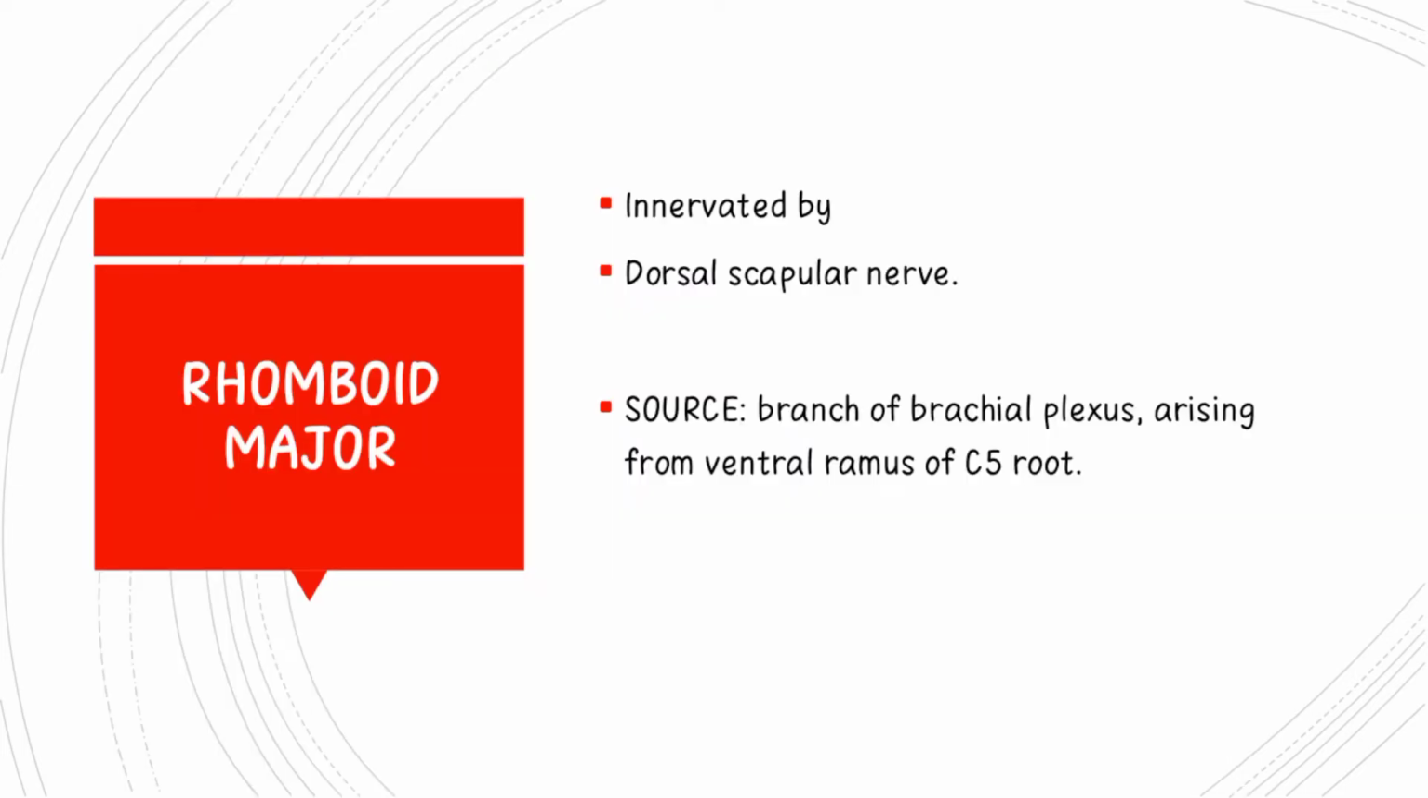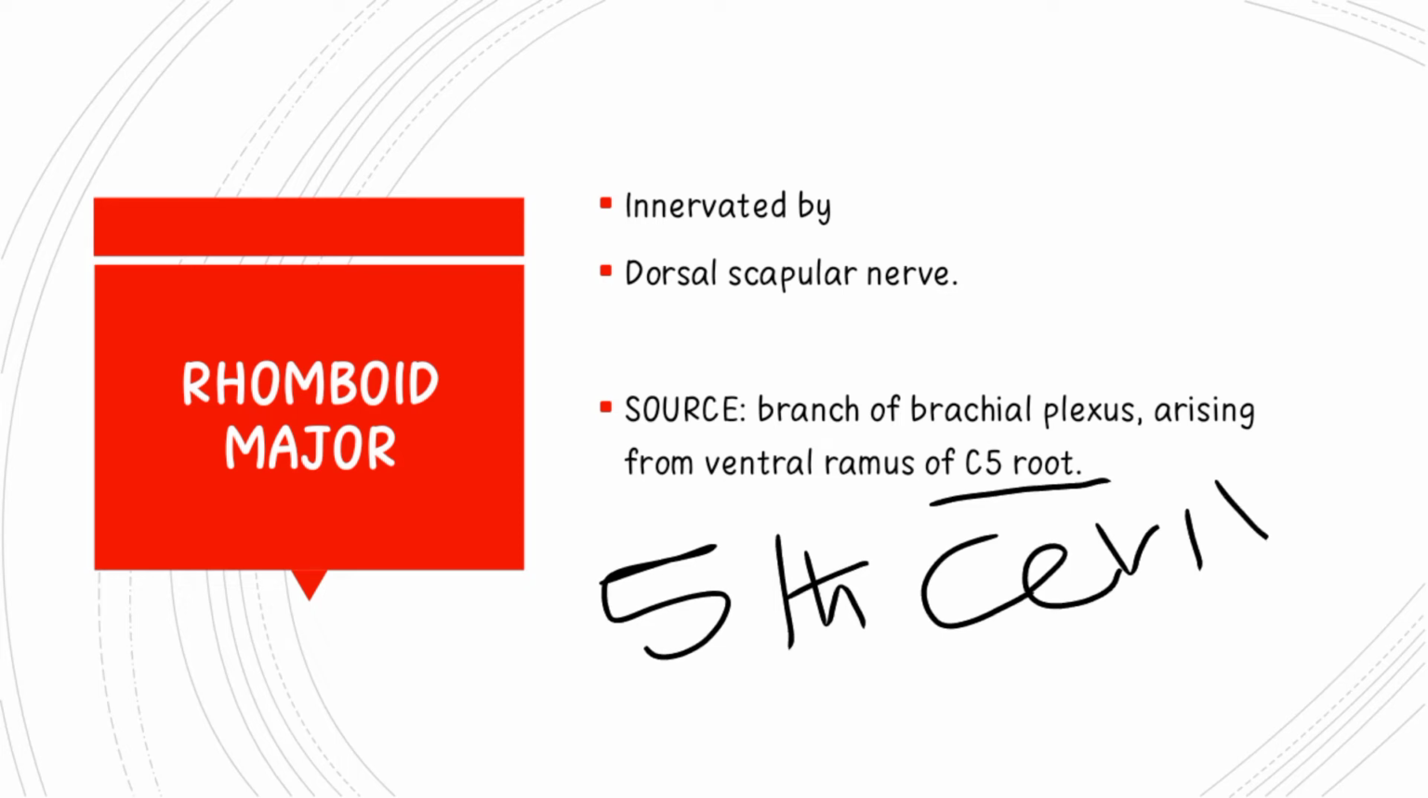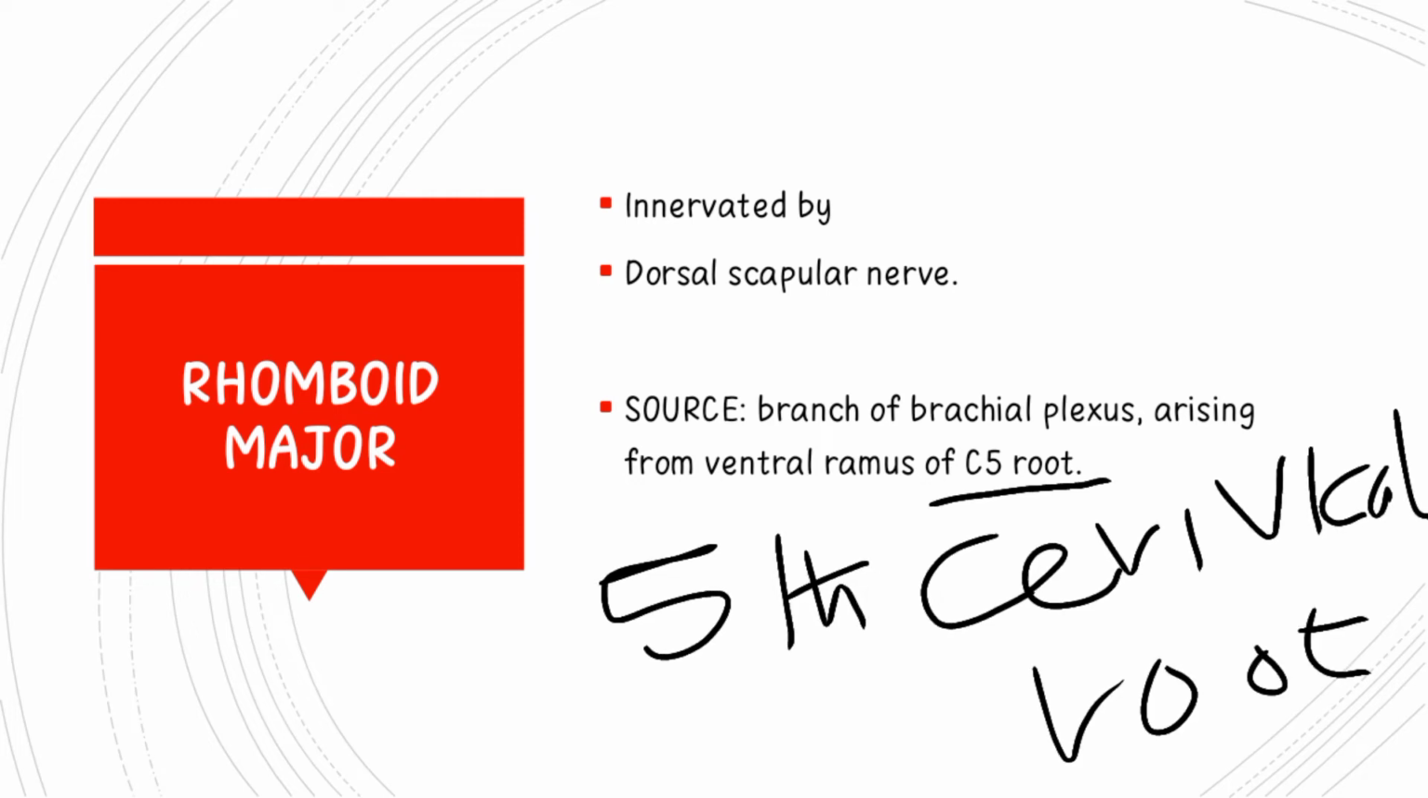The next thing we have is the rhomboid major. The rhomboid major is innervated by the dorsal scapular nerve. The dorsal scapular nerve originates as a branch of the brachial plexus which arises from the ventral ramus of the C5 root. When you see this C5, what it means is the fifth cervical root. We have 7 cervical roots. Notice we have 7 cervical roots. So this dorsal scapular nerve comes from the 5th root.